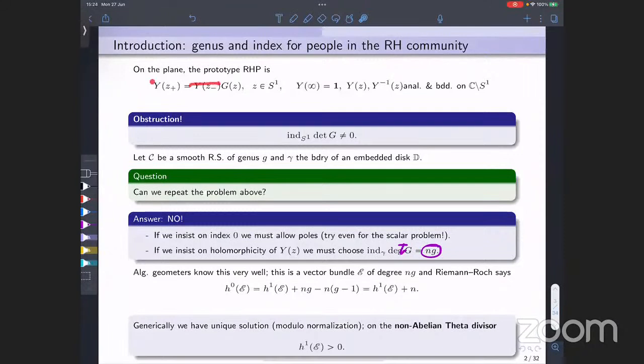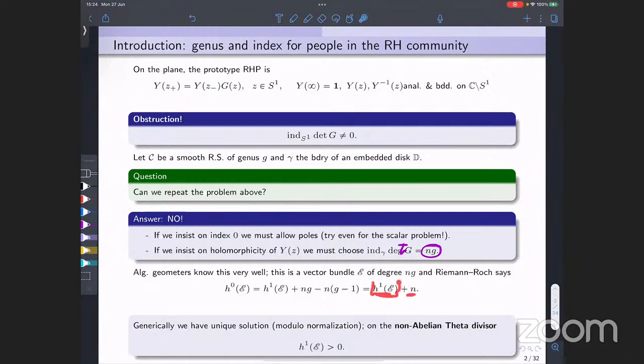Each row is a solution of this Riemann-Hilbert problem, and if you have n of them linearly independent, then you have your matrix Y. There is an initial normalization, but okay. And Riemann-Roch tells you this magic number, right? That turns out to be H1 plus n.